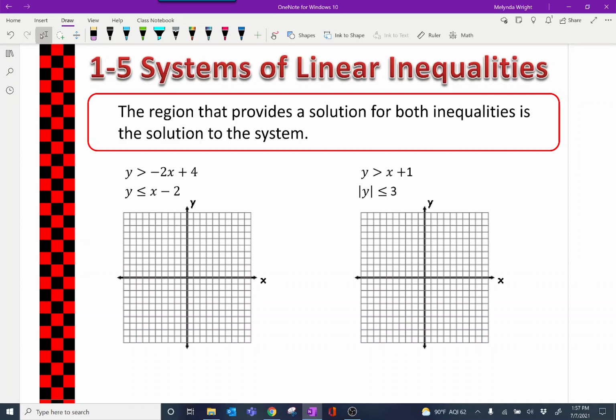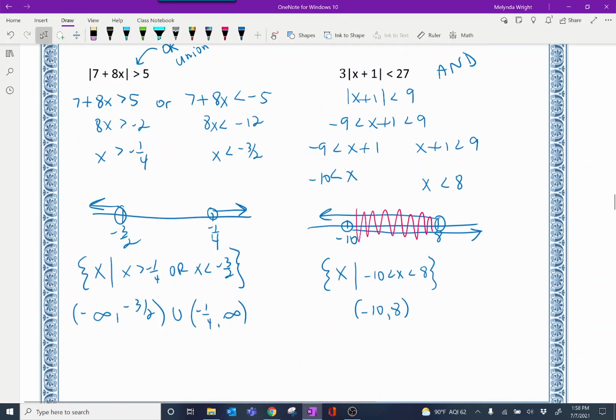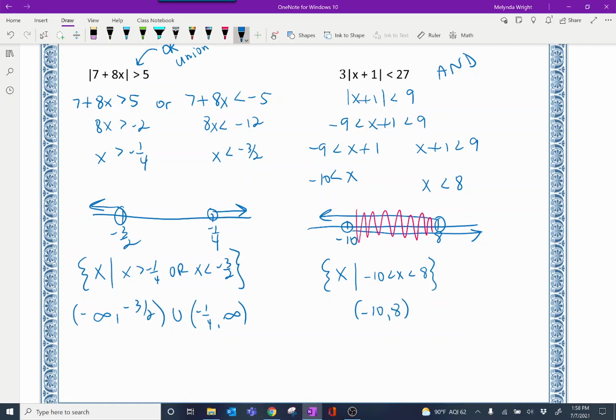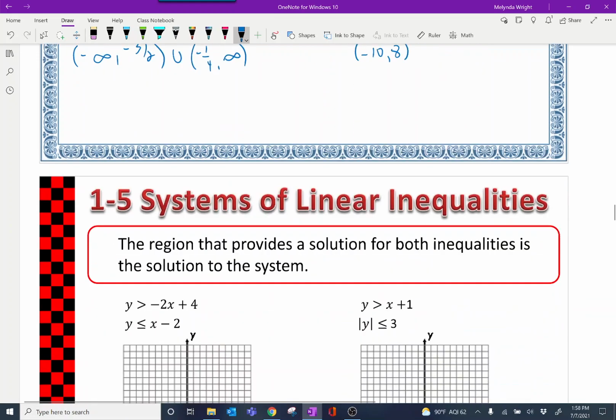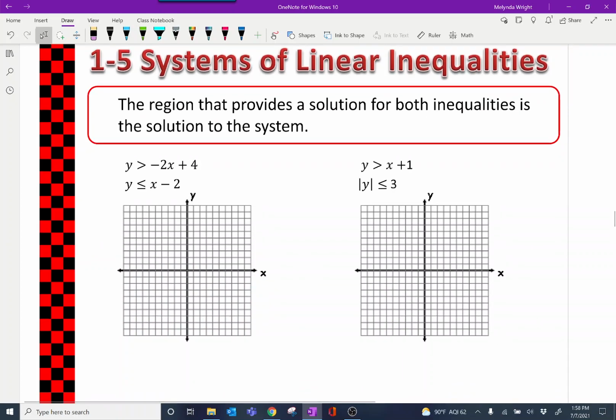All right, let's take a look at our lesson on systems of linear inequalities. In this particular lesson, we're going to be graphing inequalities. If you recall, in the previous lesson, we graphed just lines, like x is less than -3/2 and x is greater than -1/4, just lines on a number line. Here, we're actually going to be in two dimensions. We have x and y, so we're going to be graphing these inequalities on the coordinate plane.